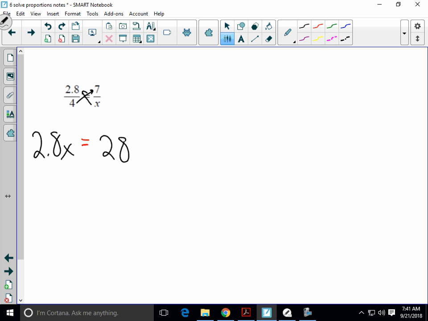Okay, now I'm looking at the left. I don't want 2.8x. I just want 1x. So how do I turn that into a 1? I'm going to have to divide by the same value. Okay, on the left side, I get 1x, which is what I'm trying to do. And 28 divided by 2.8 would be 10.